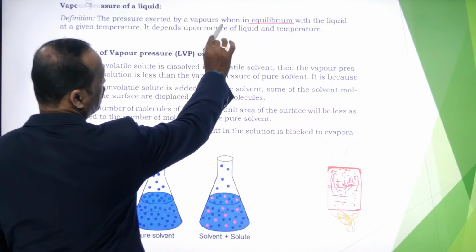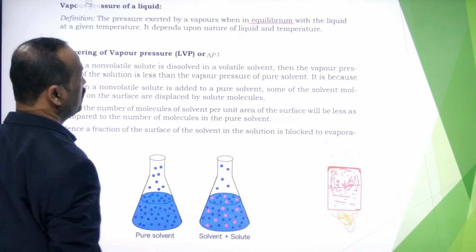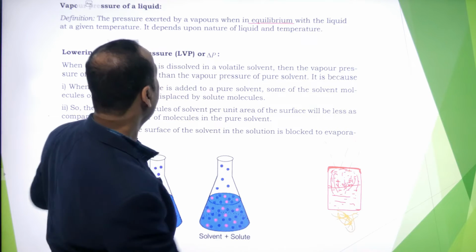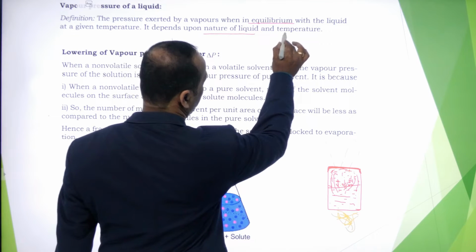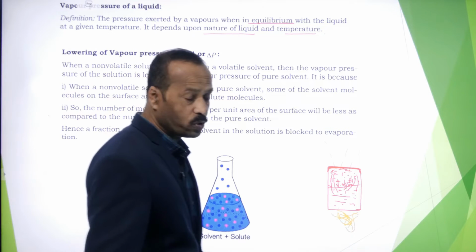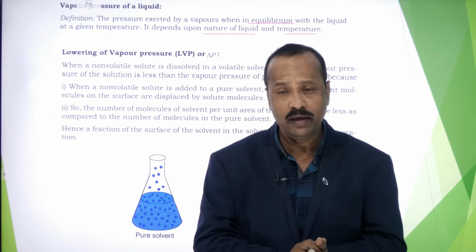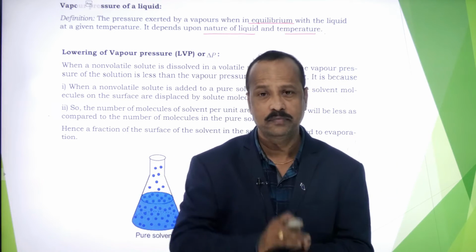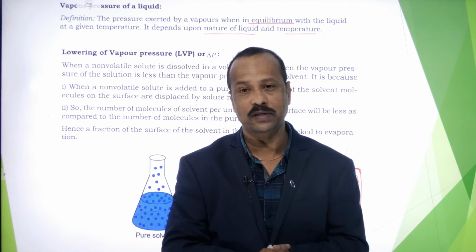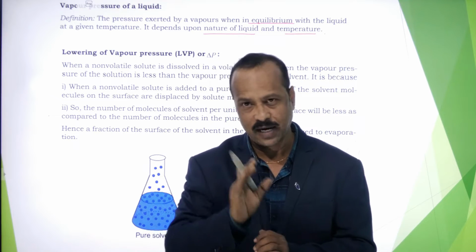The pressure exerted by the vapors when in equilibrium with the liquid at a given temperature is called the vapor pressure of the liquid, and it depends upon the nature of the liquid and the temperature. Right? Now we go to the lowering of vapor pressure. Lowering means decreasing. So the decreasing of vapor pressure is called lowering of vapor pressure. How does it take place? Let's see now.